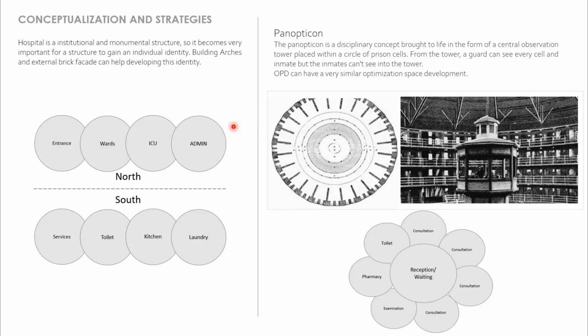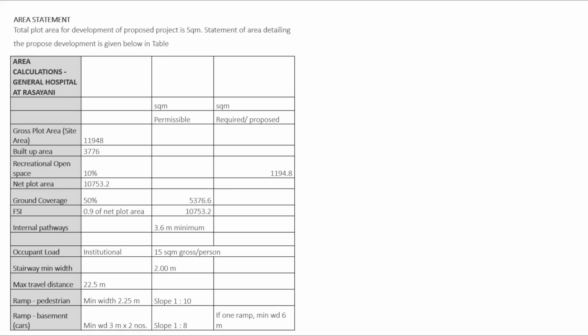Let me quickly explain what panopticon is. Panopticon is a form or a concept followed in prison cells where the guard or the chief officer is at the center who can have a look at all the prison cells at one go. A similar concept can be used in hospitals. For example, in OPD, where the nurse station or the waiting area is at the center, who can have a look at all the consultation rooms at one go.